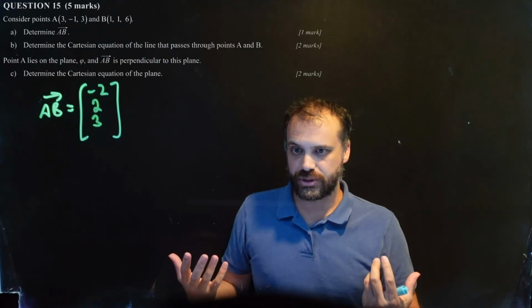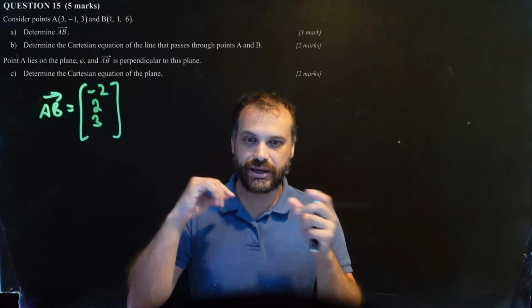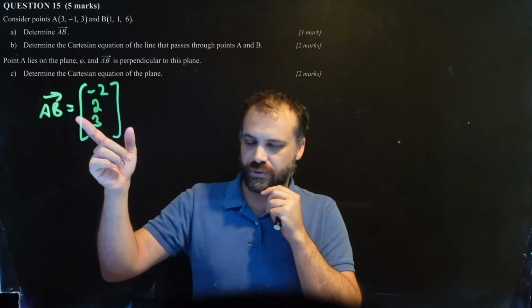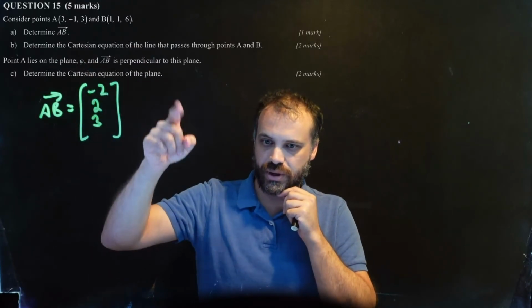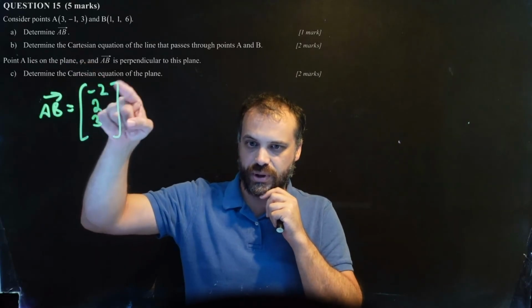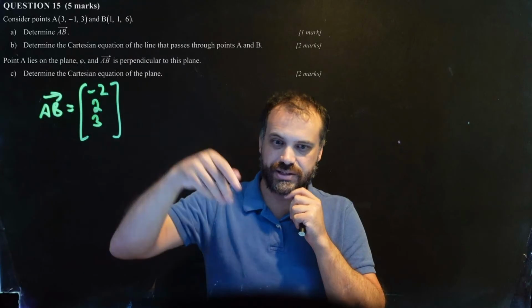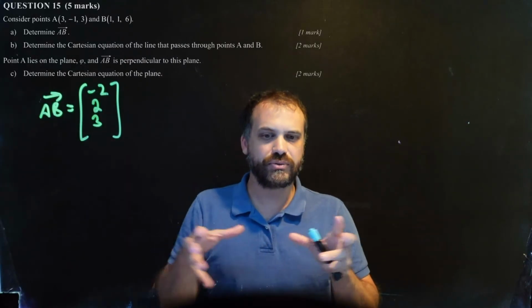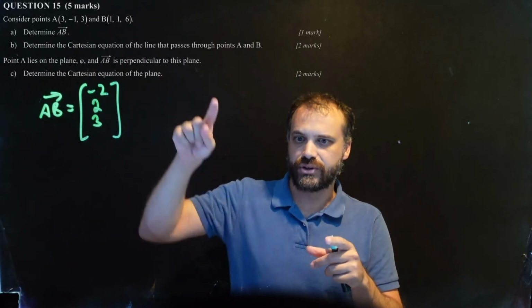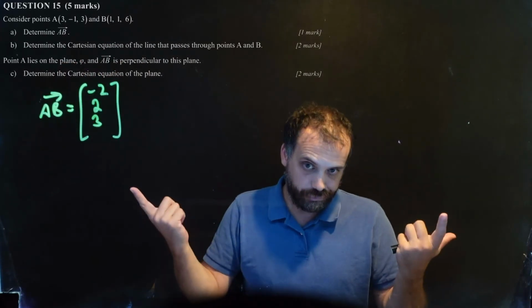What I'd probably be doing next is double and triple checking this, right? Like I'd be going, oh, really? Am I correct? Well, from A to B, from 3 to 1, is it really negative 2? Yes, it is. From negative 1 to 1, is it really 2? Yeah, it is. From 3 to 6, is it really 3 units? Yes. So I'm sort of working in reverse there. Rather than doing B minus A, I'm doing A to B and double checking that my answer is correct.